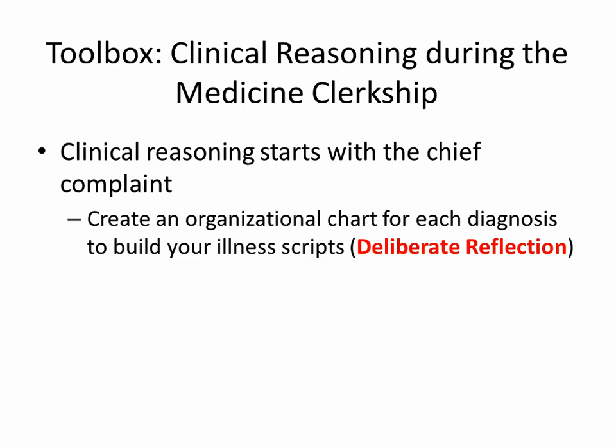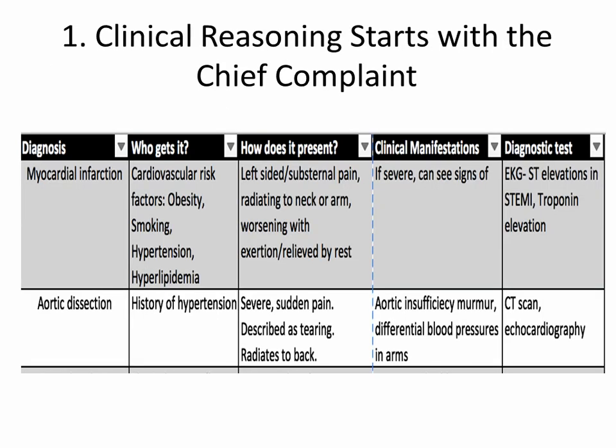And what we recommend to the students at this point is to create an organizational chart for each diagnosis to help them build their illness scripts. And this fits really nicely in with that deliberate reflection. For example, this is taken from ACP's Teaching Clinical Reasoning. And this is an example of a chart that we encourage students to make on their third-year rotations. So if you get a patient with chest pain, you would start with saying, oh, this could be a myocardial infarction, it could be an aortic dissection.